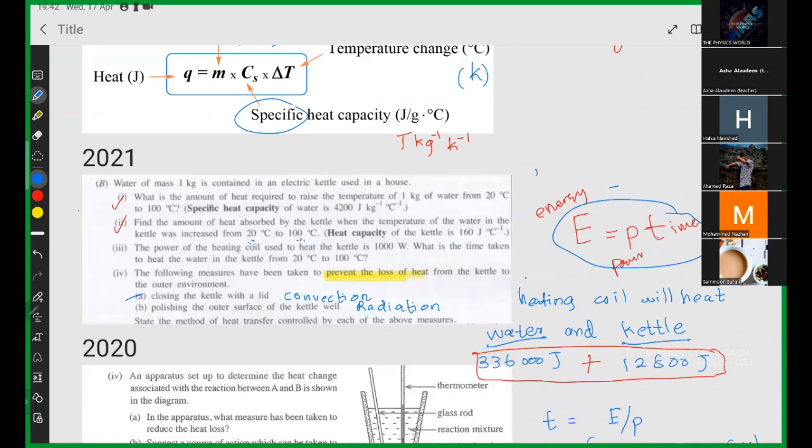Similarly, polishing the outer surface of the kettle. So radiation means the heat will be lost into the surrounding. So from the fire, you get the warmth. That's what radiation I mentioned. So if you polish the outer surface, you can protect the heat loss from radiation.